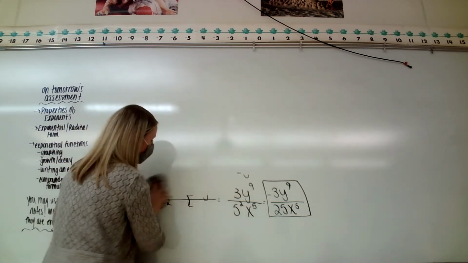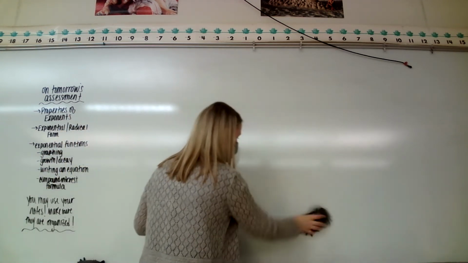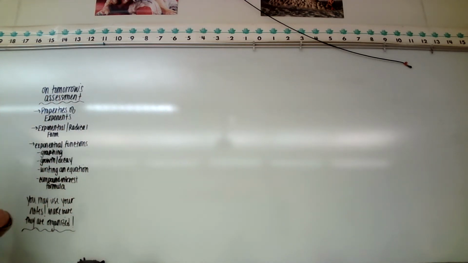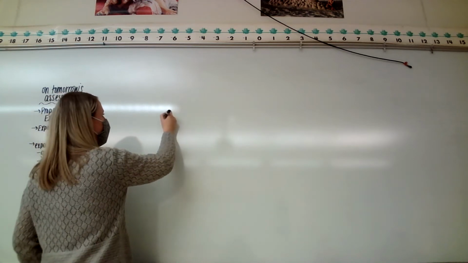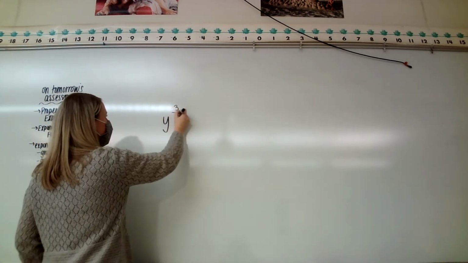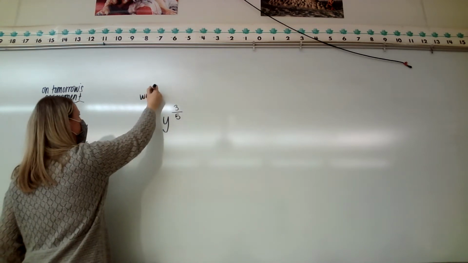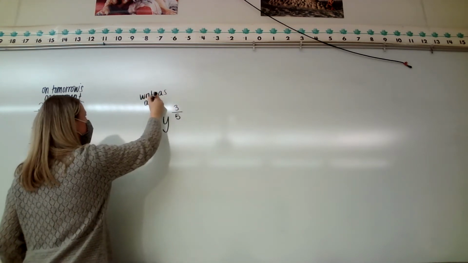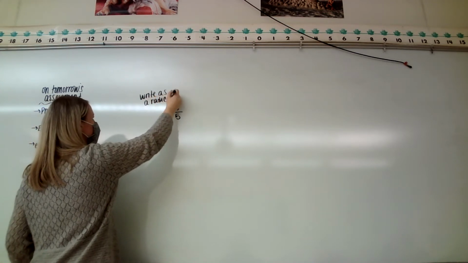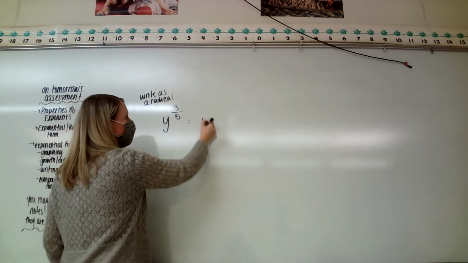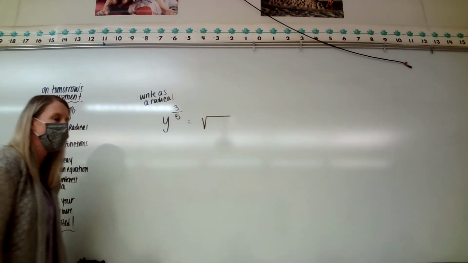Now, there was one other property that we did its own thing with. And that was the property where the exponent was a fraction. So if I said y to the 3/5, and I said write this as a radical. One, you need to know what a radical is. So that will be sad if you don't know what that is. A radical just looks like a root, okay? Just a fancy word for it.